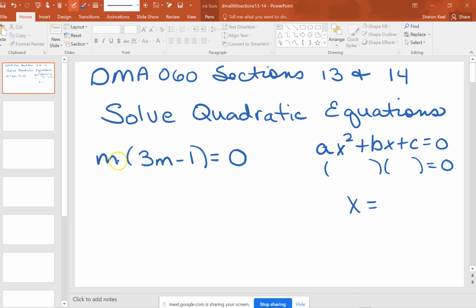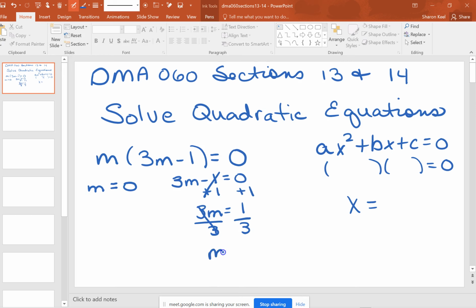So in this case, since this is already factored, this first m technically is just equal to 0. If I could cover this up and that didn't exist, you just have m equals 0. To solve for this parenthesis, you would take 3m minus 1, set it equal to 0, move the 1 over, 3m equals 1, divide both sides by 3, and m is equal to 1/3. So my solutions to this would be a 0 and a 1/3. I would have two solutions for that.